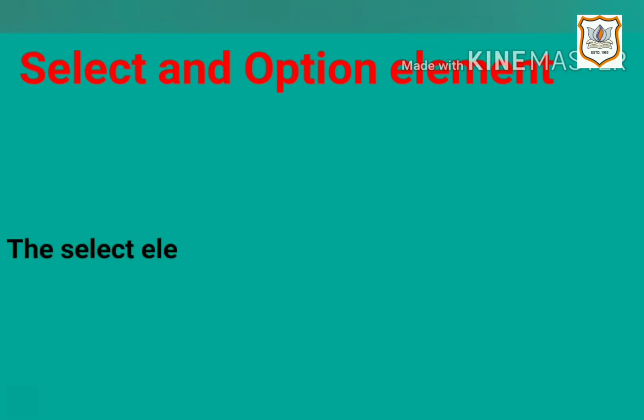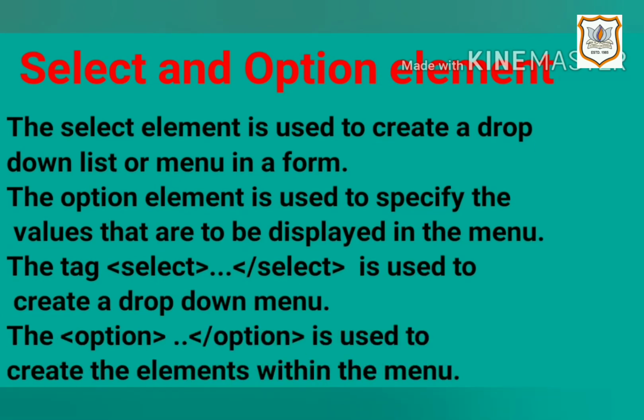Next element is the select and option element. The select element is used to create a drop-down list or menu in a form. A select list in a form element allows the user to select one or more options from a range of options. The option element is used to specify the values that are to be displayed in the menu.